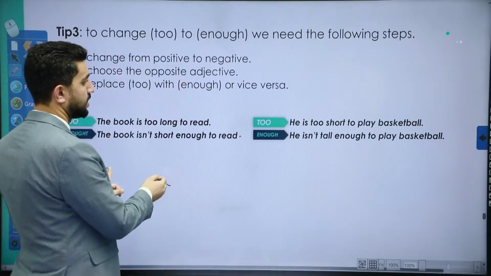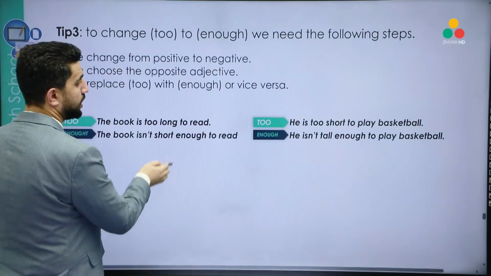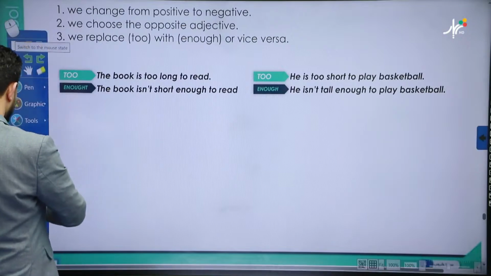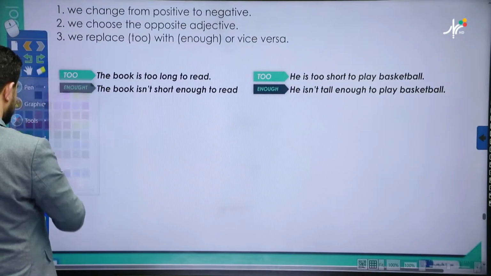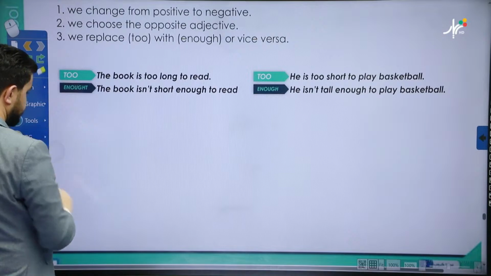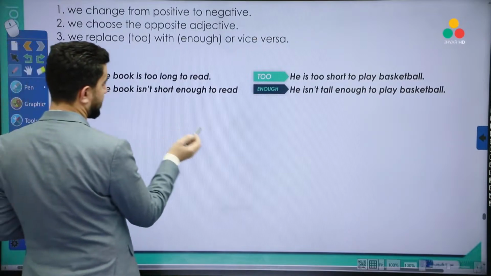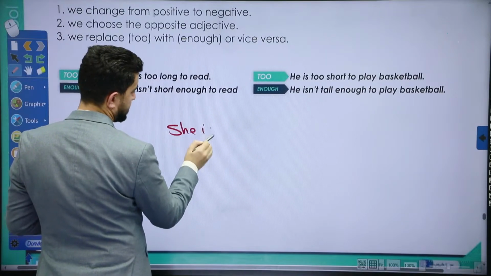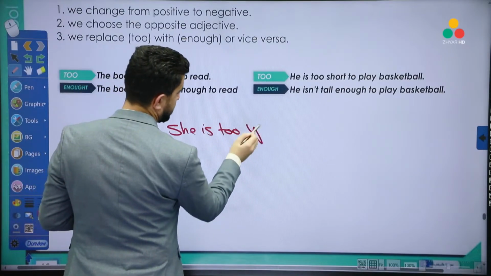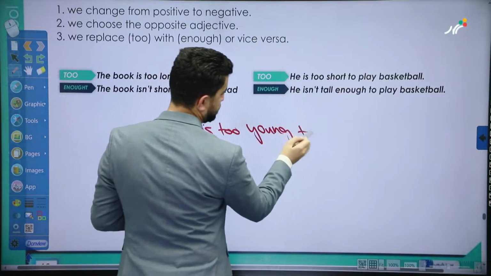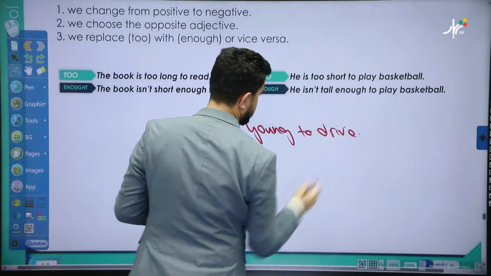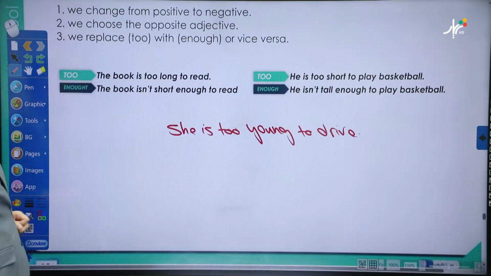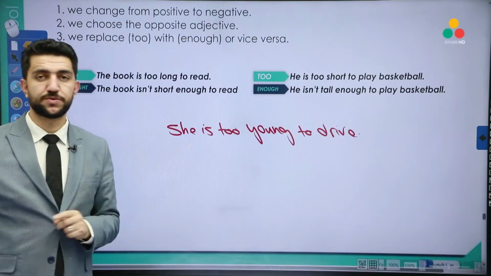All right? This is how we do it. Let's do one other example here together. This time I would like you to do it. For example, she is too young to drive. Now change this one to "enough". She's too young to drive.